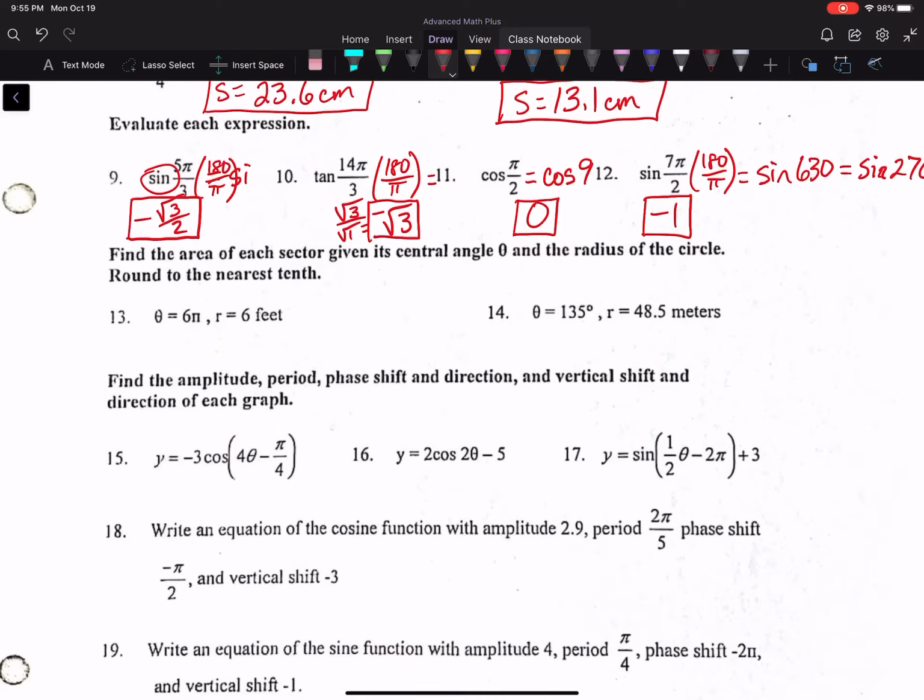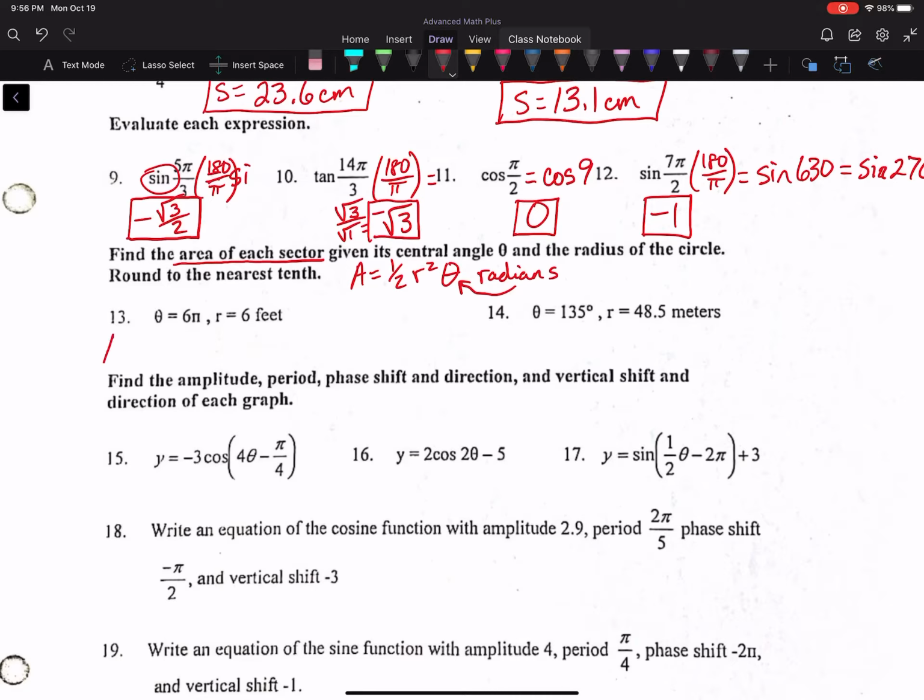13 and 14, we're finding the area of each sector. Make sure you're using the appropriate formula for each problem. So for this one you also need to know the area formula. It's 1/2 r squared times theta. And again, theta needs to be in radians. Okay? Got to be in radians. If it's not in radians, you make it in radians.